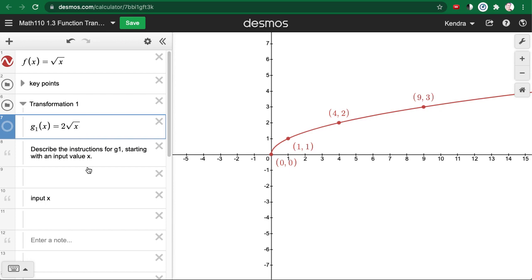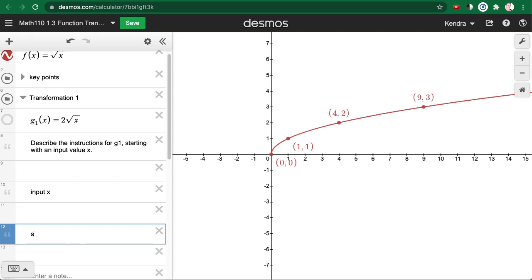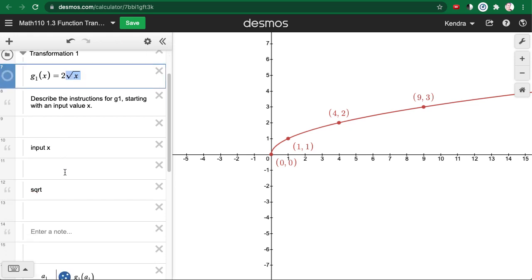In tracking the process of this transformation, it is helpful to describe the instructions for G1 starting with an input value of x. If I input an x value, the first thing that I am supposed to do is square root that input. After I've square rooted it, the next thing I'm going to do is take that and multiply it by 2.